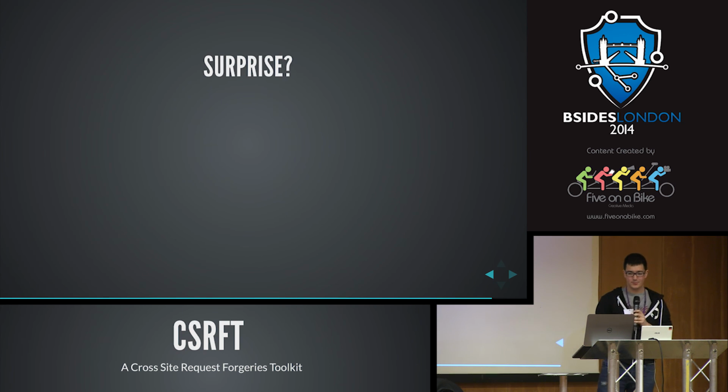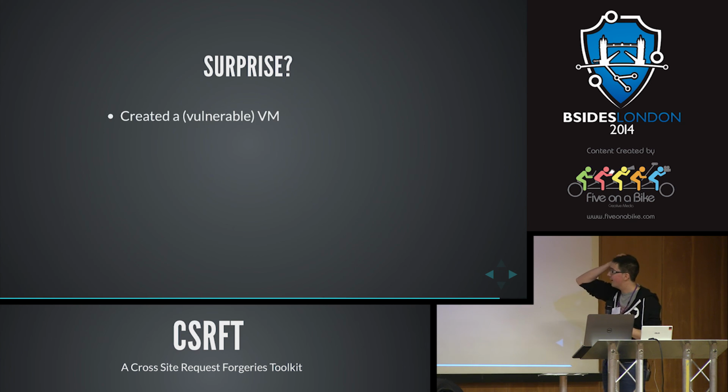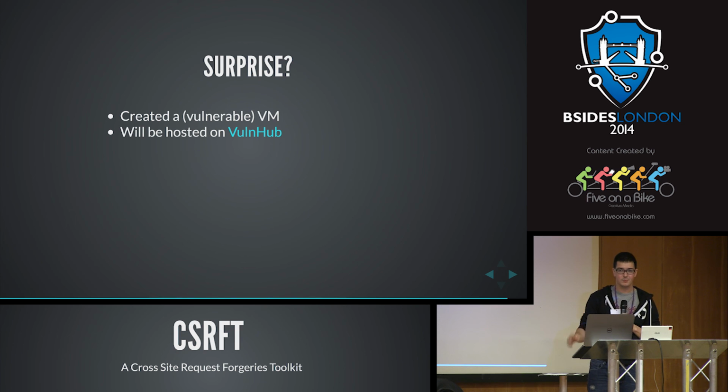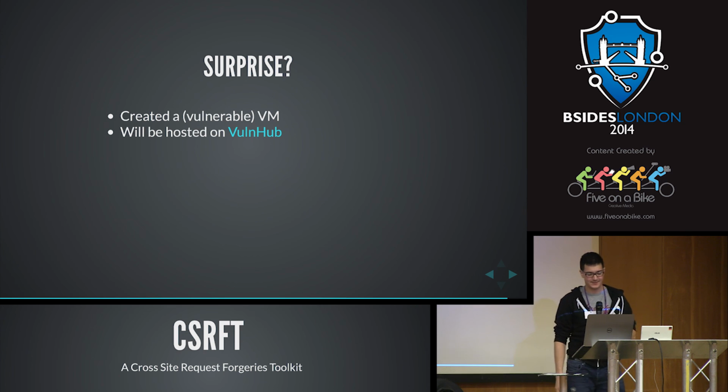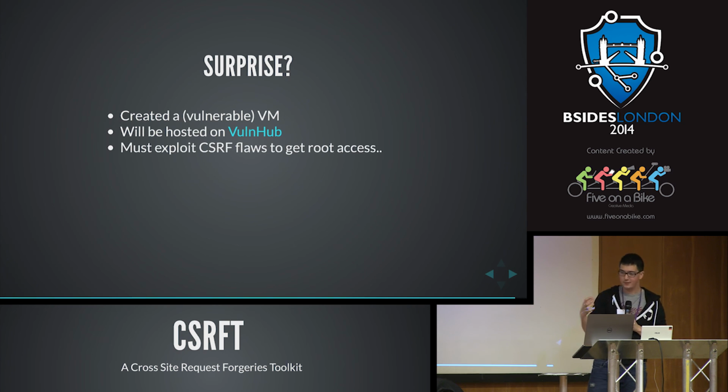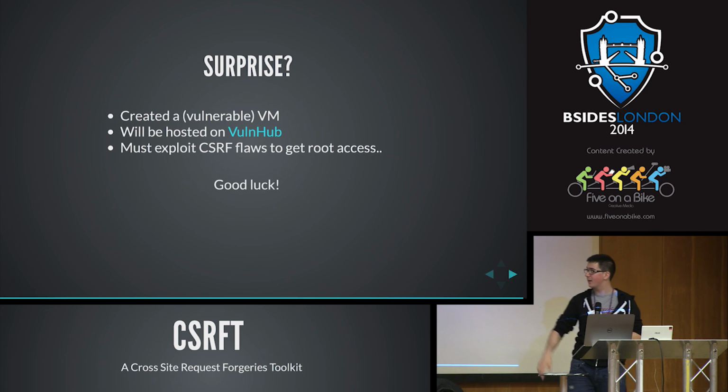And I'm sure you waited for the surprise. Maybe not, I don't know. I created a vulnerable machine with the web application that we saw earlier. I promise there will be no bug, I hope so. It will be hosted on Vulnab. I guess a lot of people here know about this platform. Let's see how it goes. You must exploit CSRF flaws to get root access. There are some other tricky vulnerabilities to do this, but spoiler, one of the first ones is a CSRF flaw. Good luck.